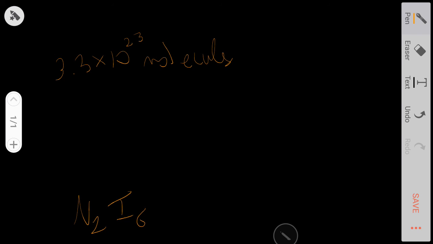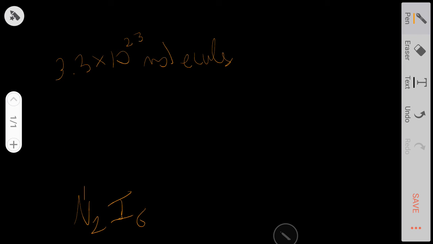All right, number 10. How many grams are there in 3.3 times 10 to the 23 molecules? How many grams? Now this is a pretty big number here. I have N2I6, so that's dinitrogen hexaiodide. Wow. That would have been a great question on a test or quiz.